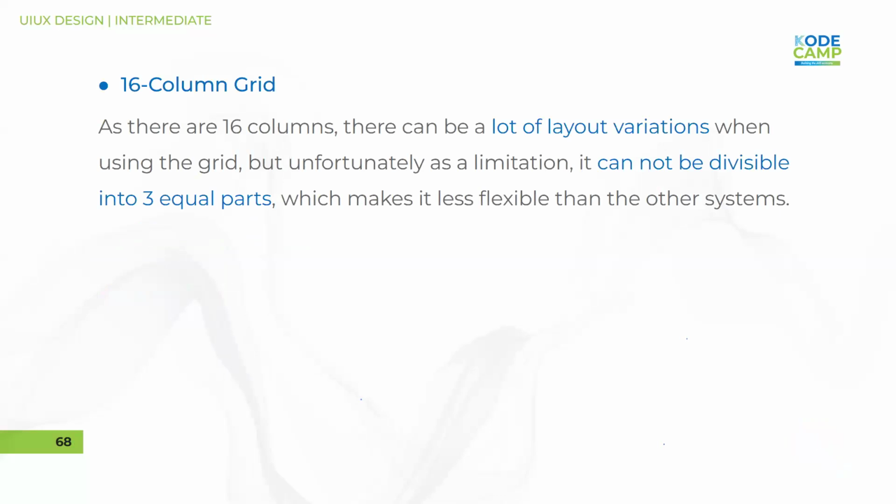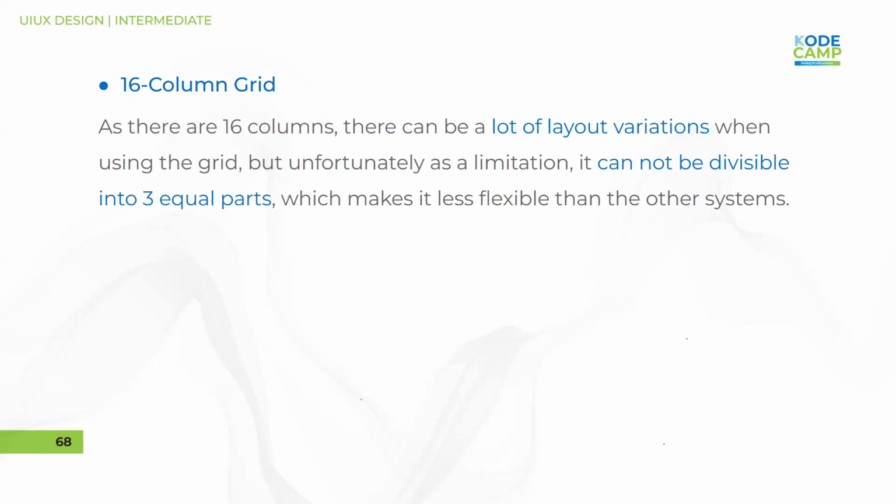The first system is the 16 column grid. As there are 16 columns, there can be a lot of layout variations when using it. But unfortunately, as a limitation, it cannot be divided into three parts, which makes it less flexible than other systems. If you say 16 divided by 3, that doesn't give us equal parts.